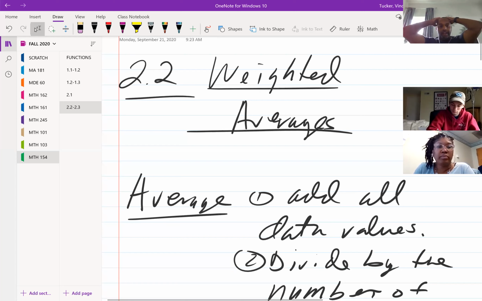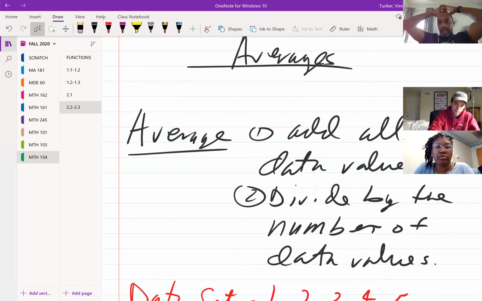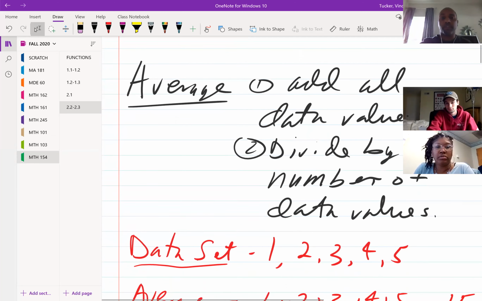2.2 is on weighted averages. So now if you're just talking about your regular average, you add up all your data values and divide by the number of data values. Most people have done that before. You just add your data values up and then divide by the number of data values.